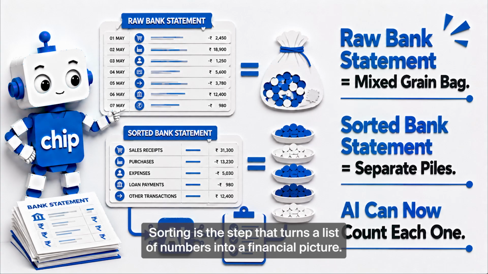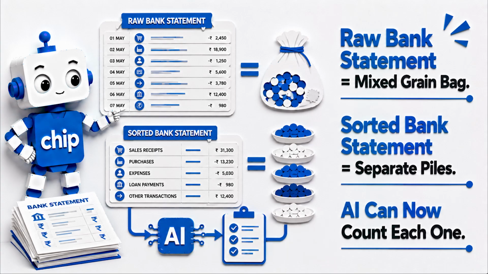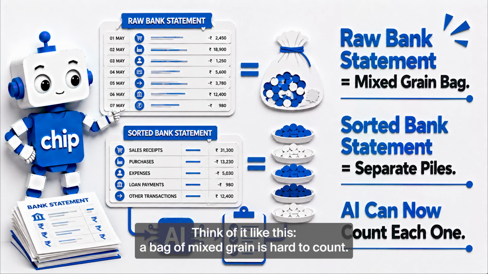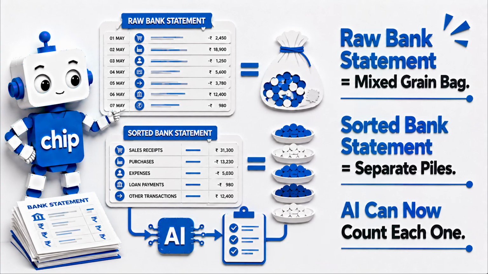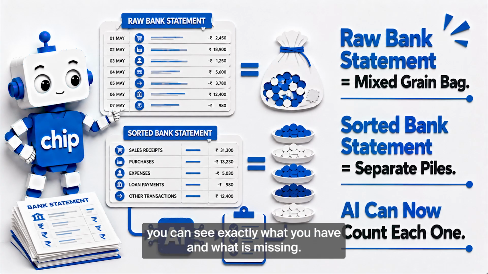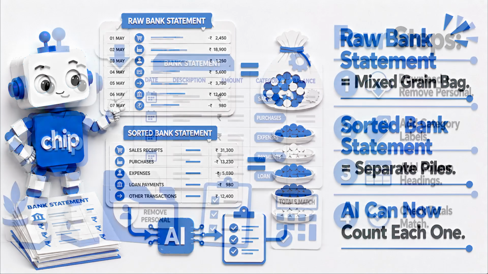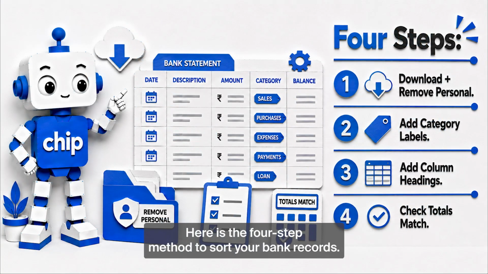Sorting is the step that turns a list of numbers into a financial picture. Think of it like this: a bag of mixed grain is hard to count. Once you sort it, wheat here, rice there, lentils here, you can see exactly what you have and what is missing. Here is the 4-step method to sort your bank records.